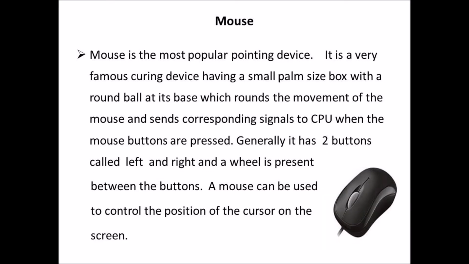Mouse. Mouse is the most popular pointing device. It is a very famous pointing device having a small palm-sized box with a round ball at its base which senses the movement of the mouse and sends corresponding signals to the CPU when the mouse buttons are pressed. Generally, it has two buttons called left and right, and a wheel is present between the buttons. A mouse can be used to control the position of the cursor on the screen.